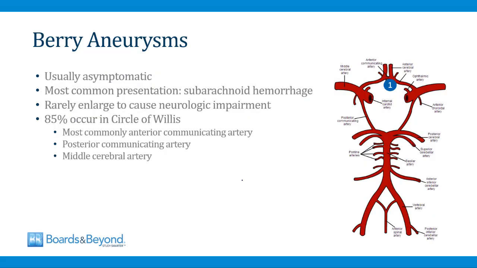So let's go back to this picture and talk about what happens when you have a berry aneurysm right here in the anterior communicating artery. That aneurysm is going to enlarge right near the front of the brain, and that's going to cause symptoms.